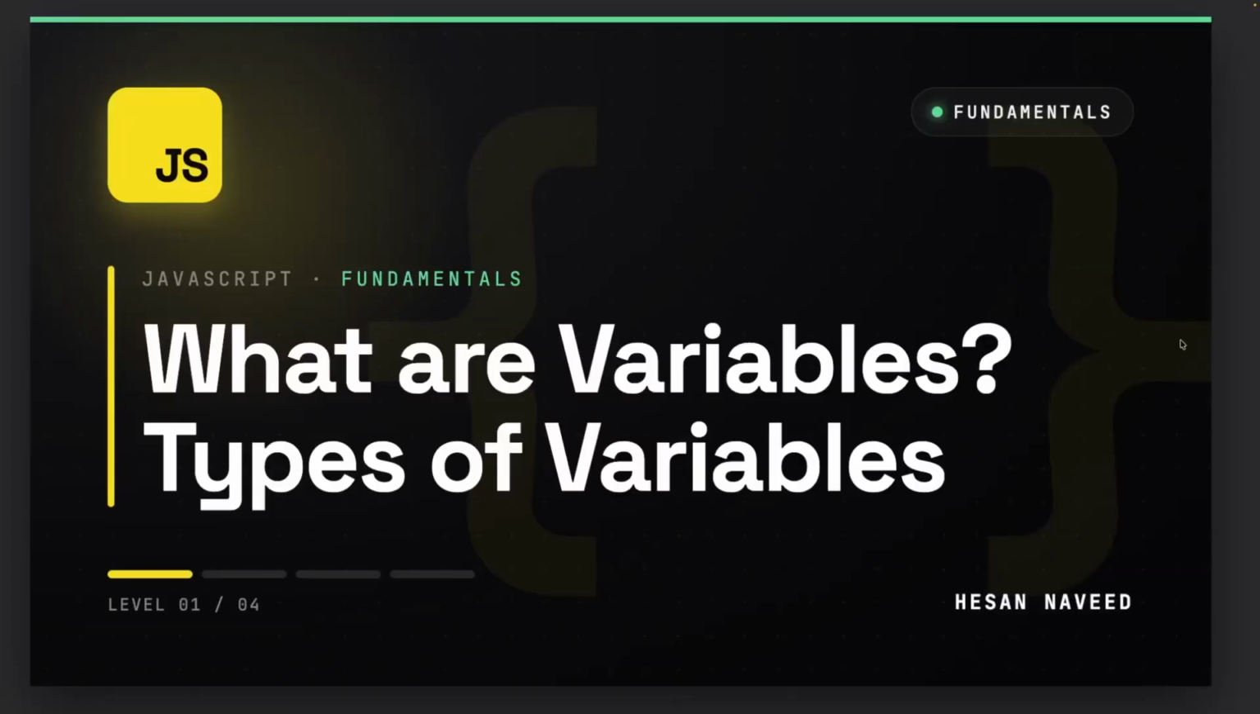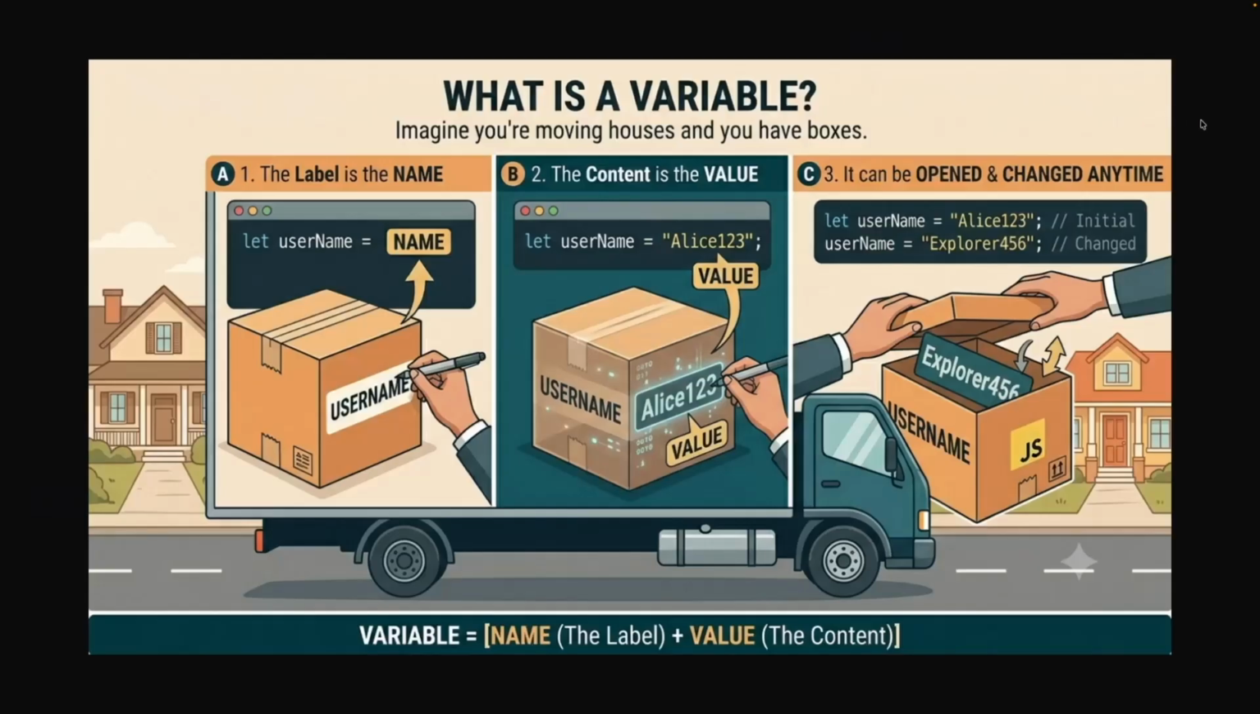So what are variables? And how many types of variables do we have in JavaScript? Variables are the absolute foundation of programming. If you understand variables, you understand how a program thinks. Now, in order to help you understand what a variable is, I have this example.